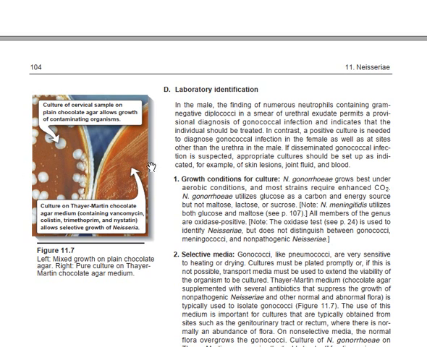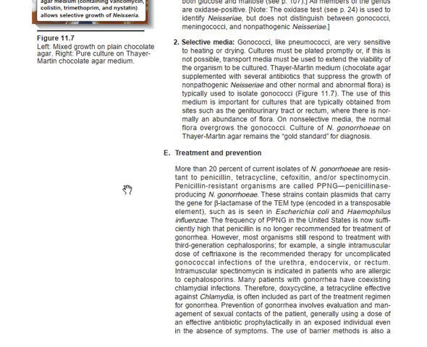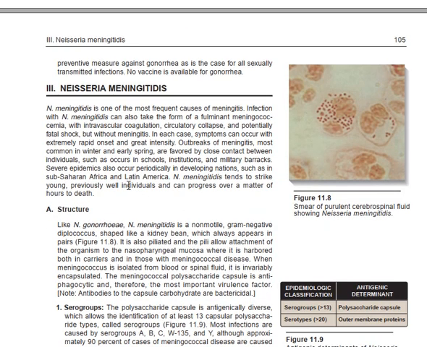But in the case where you place them on a Thayer-Martin chocolate agar, which is one that contains vancomycin, colistin, trimethoprim, and nystatin, when you combine all these antibiotics with chocolate agar, it produces Thayer-Martin agar, and that Thayer-Martin agar is selective for the growth of Neisseria gonorrhoeae. Is it clear? So the next one is going to be Neisseria meningitidis.